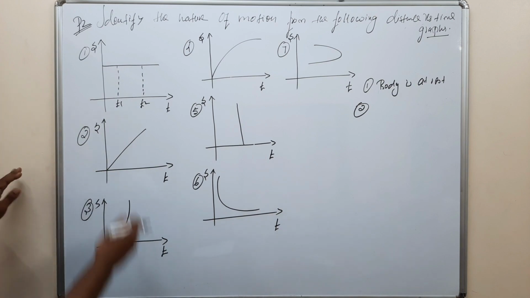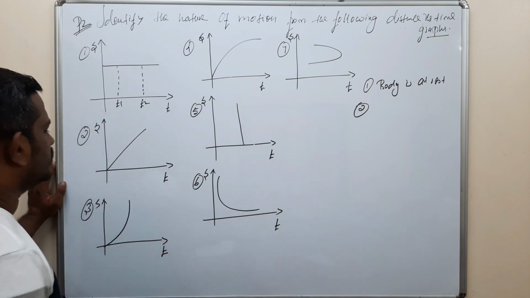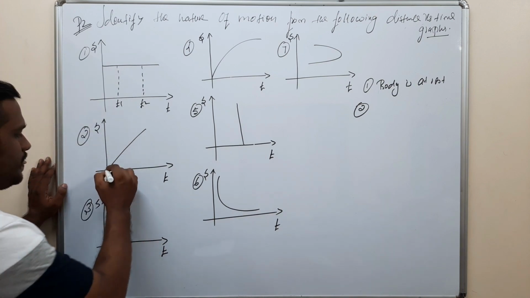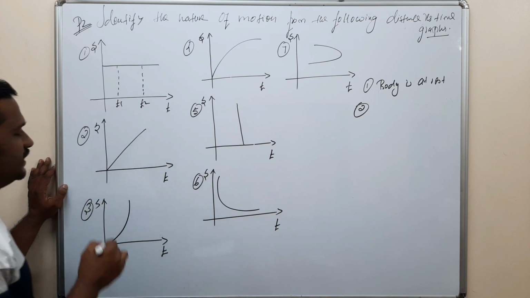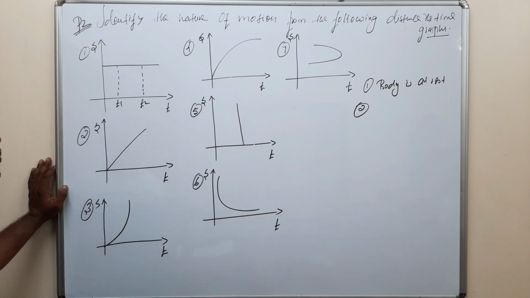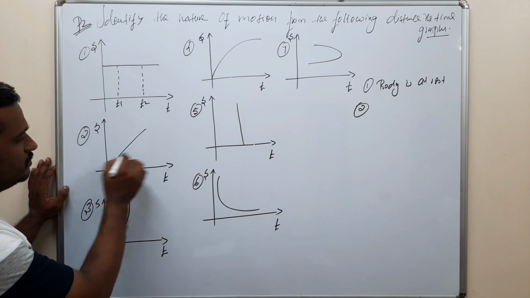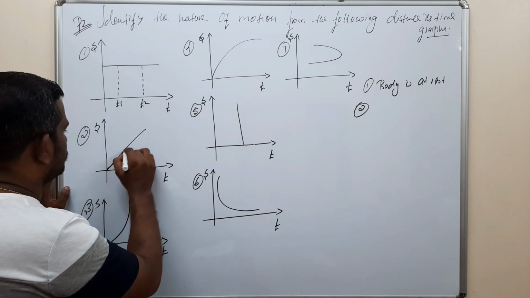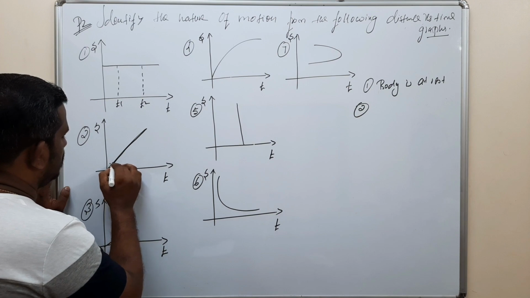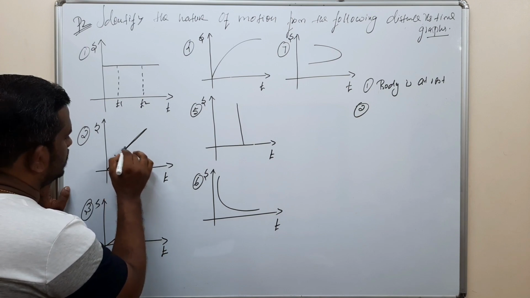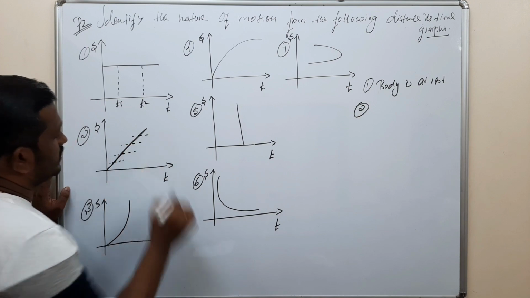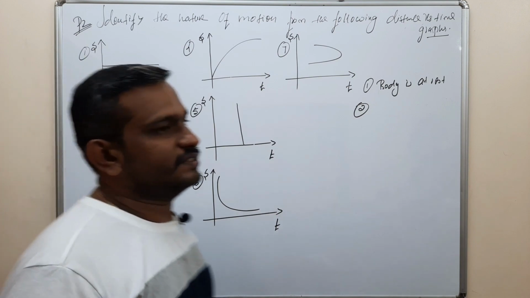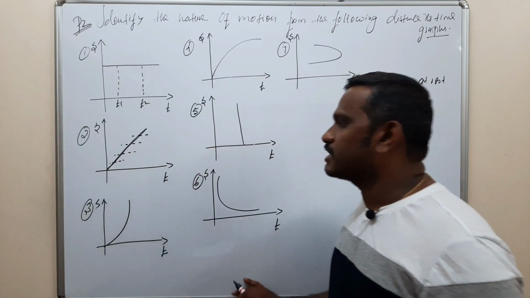So this graph is inclined to the origin. Okay, it is a distance-time graph, so this graph represents the slope at every time, that is, the slope is constant. Slope is constant means that speed is constant.